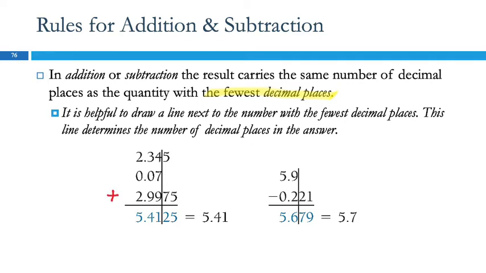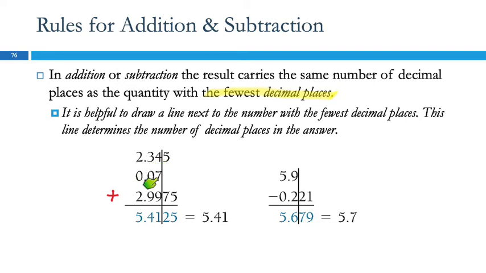We're adding 2.345 plus 0.07 plus 2.9975. Just do the math, write down what the calculator says. And then here we're looking for decimal places, not number of sig figs. So this one has 3 decimal places, the 3, the 4, and the 5.